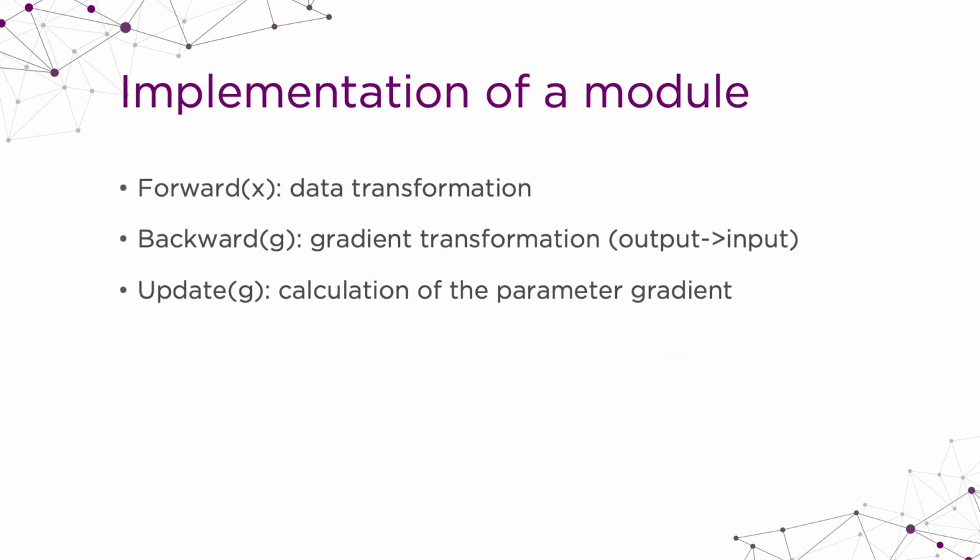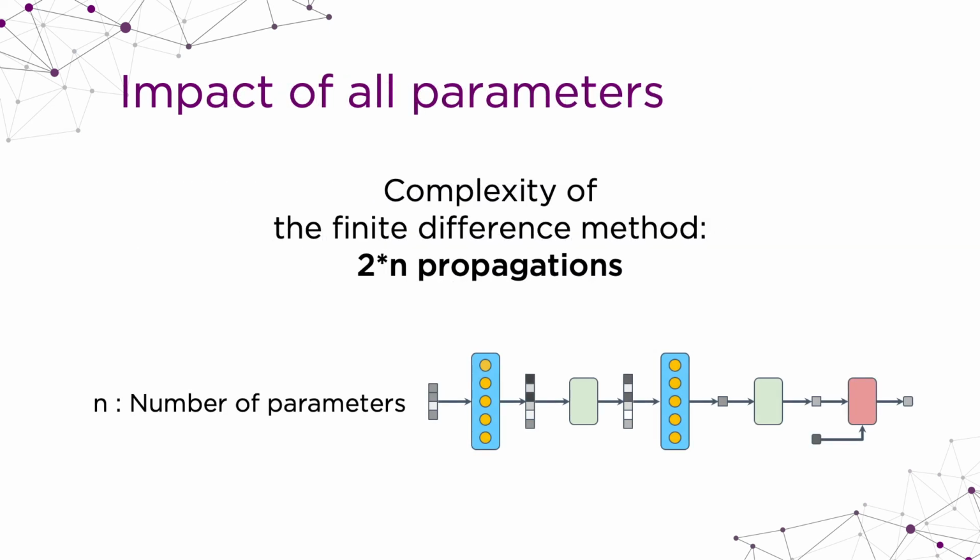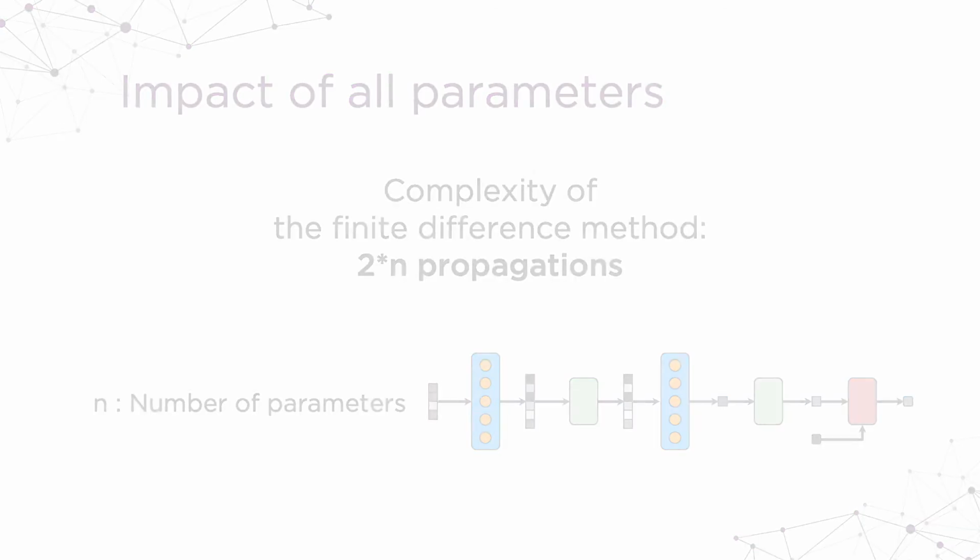So instead, we will use backpropagation. With backpropagation, as you will see, it's only 1 forward and 1 backward for this example. The complexity in terms of forward pass does not depend on the number of parameters. 2 graph traversals instead of millions of graph traversals. That's why backpropagation is so important.